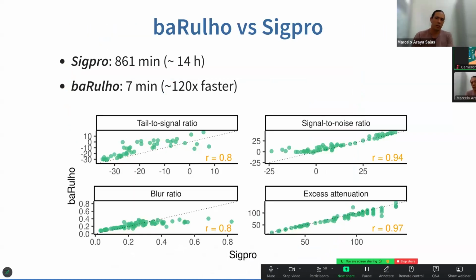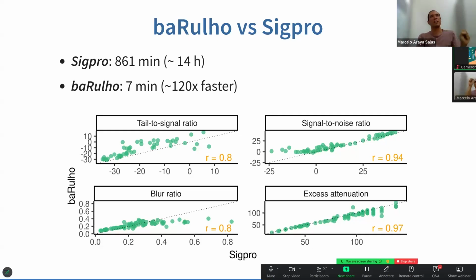All right, so I'm gonna keep it there in terms of results. There are many things that can be shown with that data, and again, I can point you to the paper. But in terms of the performance of the package compared to other computational tools for doing similar analysis, we compared baRulho with the only software we knew about that does similar analysis, which was SIGPRO.